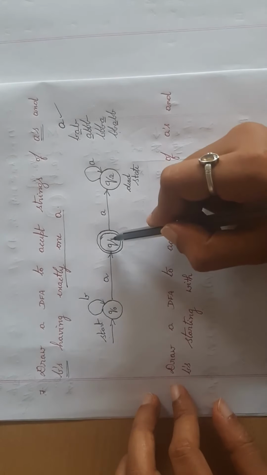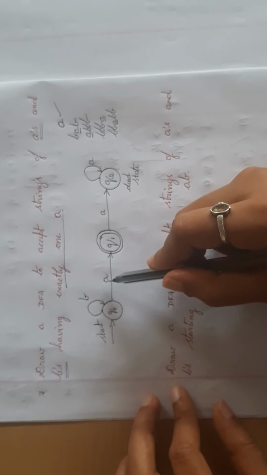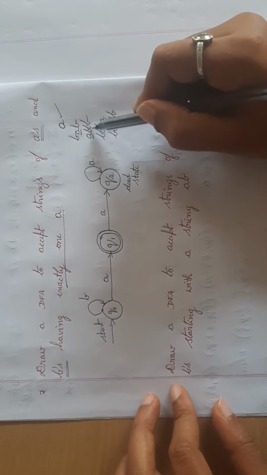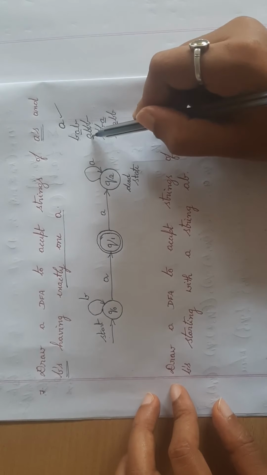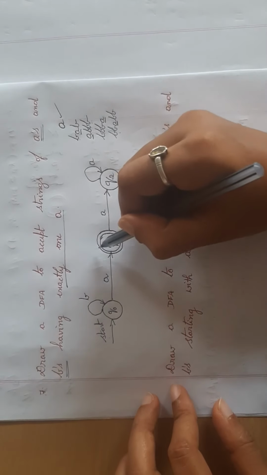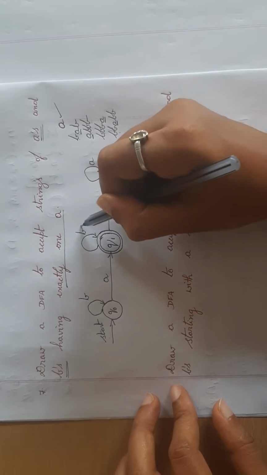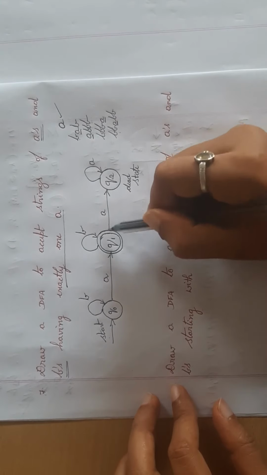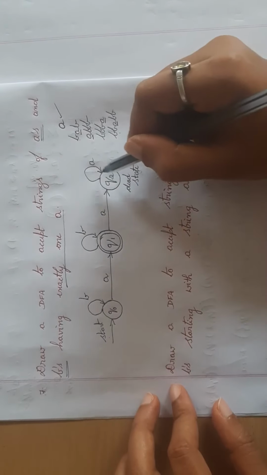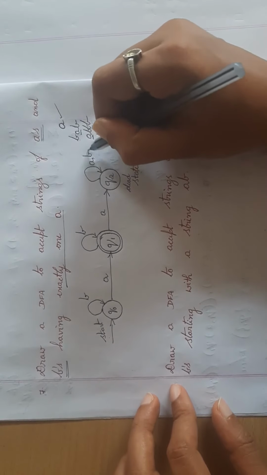Next from Q1. After I read 1A, I can have any number of B's. So what I will do here is take a loop again. So from Q1 also, A is done, B is done. Q2 is a dead state, so I will simply loop A and then B.